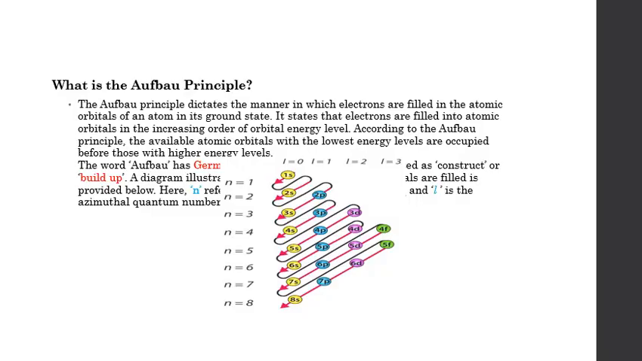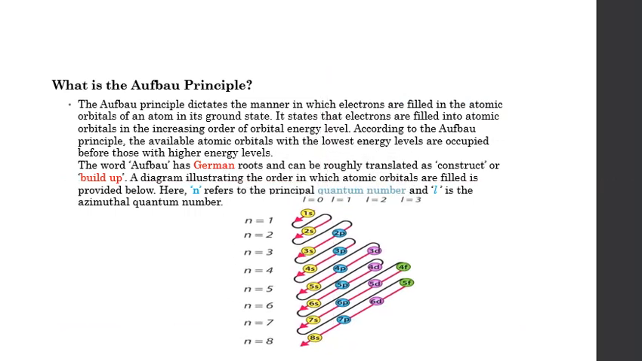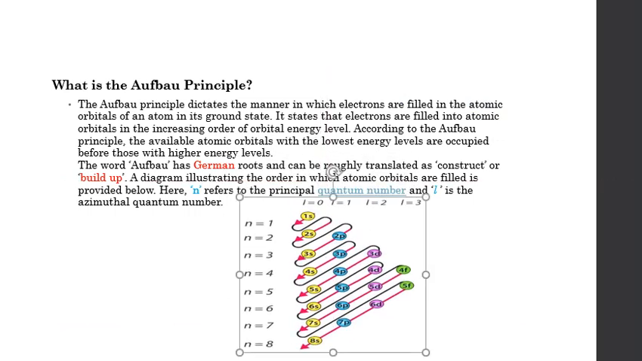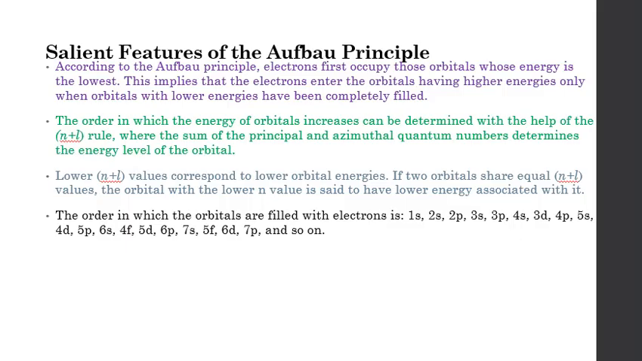How is the electronic configuration written for the elements? It is based on the Aufbau principle. Aufbau has German origin, translated as construct or build up. On the basis of the Aufbau principle, the electronic configuration can be written for the elements.